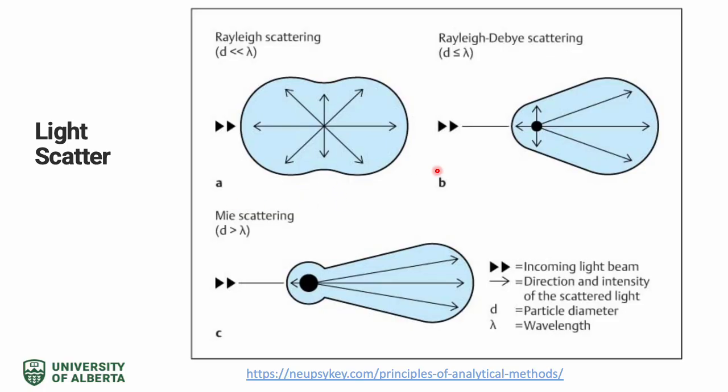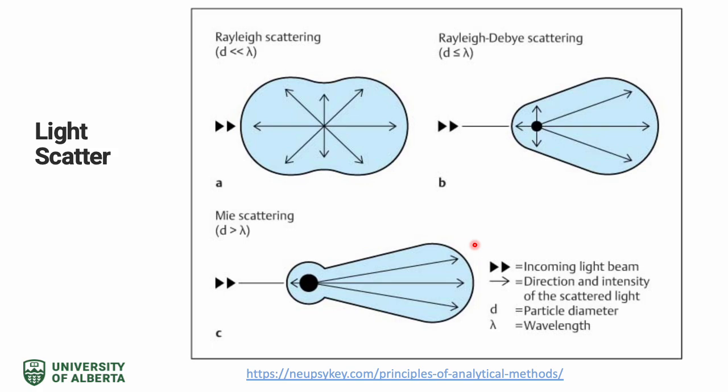In Rayleigh-Debye scatter, the particle is approximately equal to the size of the wavelength of light. This results in asymmetric light scatter. Most of the light is scattered forwards, but some of the light is still scattered to the side and backwards. In Mie scattering, the particle size is larger than the wavelength of the incoming light. This primarily results in forward light scatter.